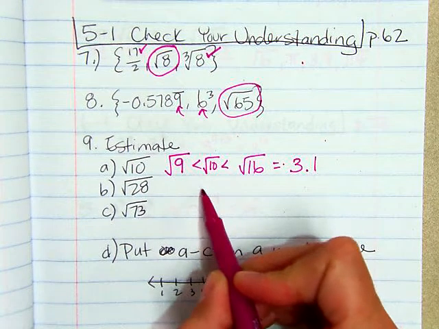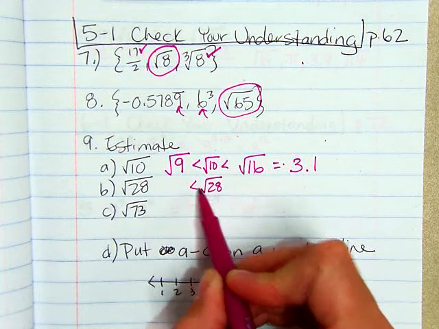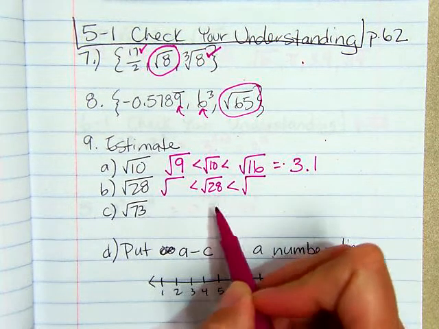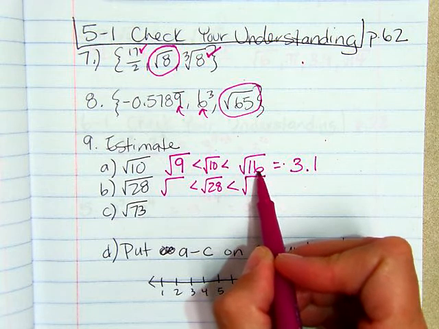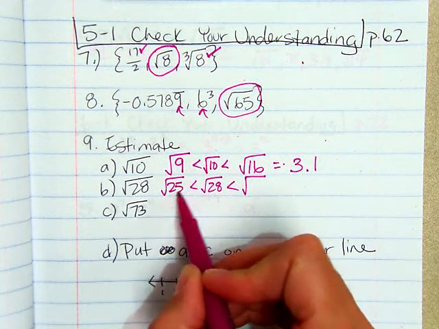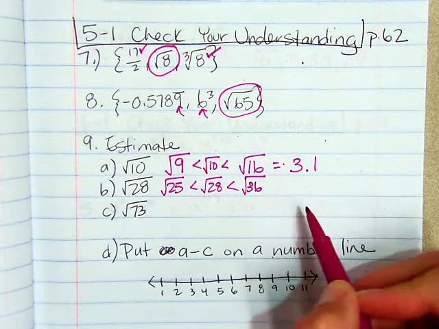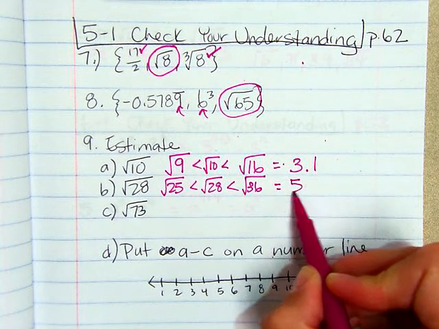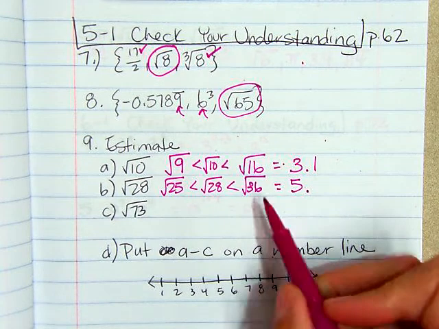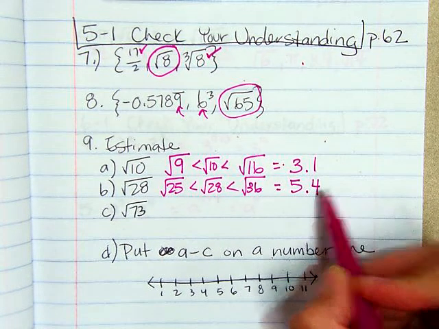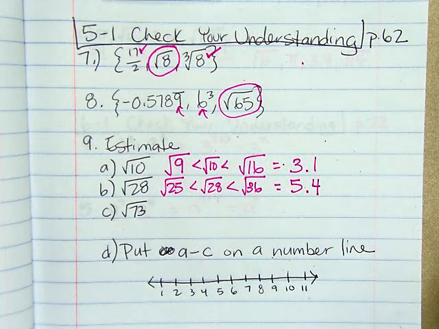Now the square root of 28, I have to think what two perfect squares it lands between. Well, I think of my perfect squares. 4 squared is 16, and 5 squared is 25. Okay, that's pretty close. 6 squared is 36. Again, it looks like 5 is going to be my whole number, and it's not quite in between. In between would be closer to 30, so maybe, I don't know, I'm going to say 5.4. It's going to be close, 5.3, 5.4.